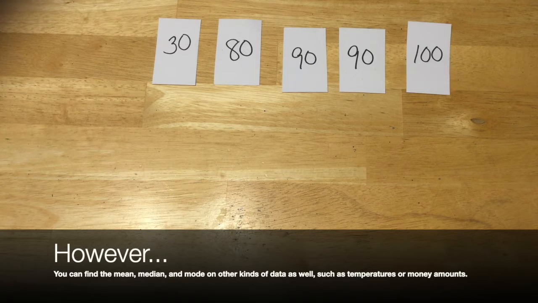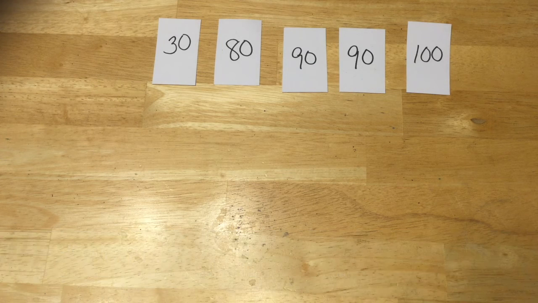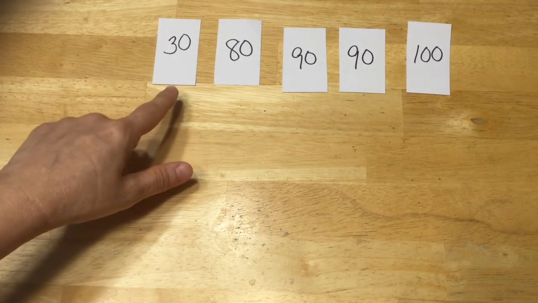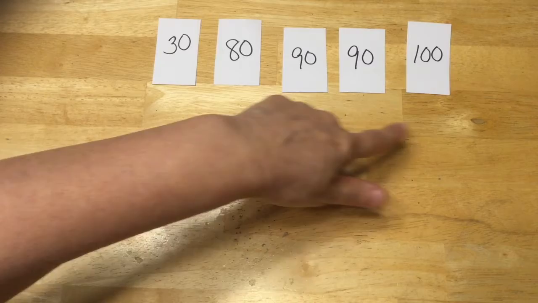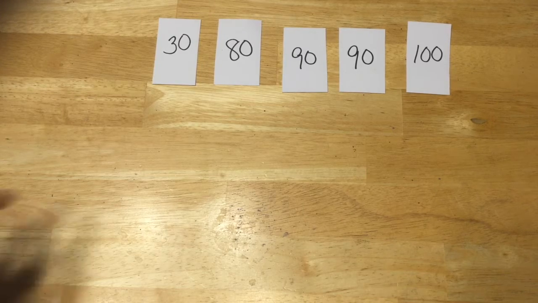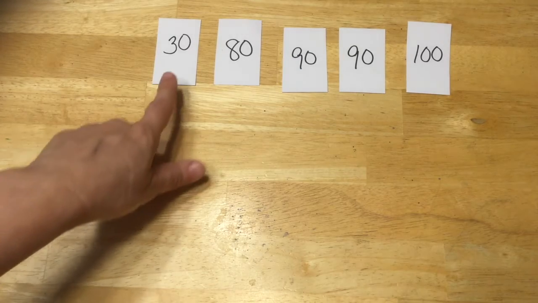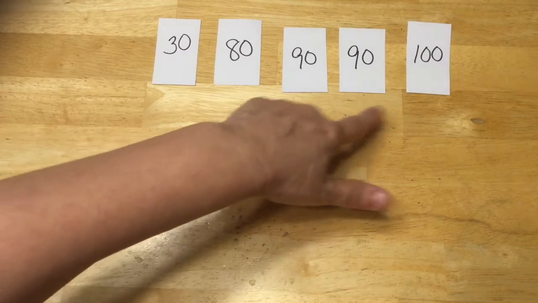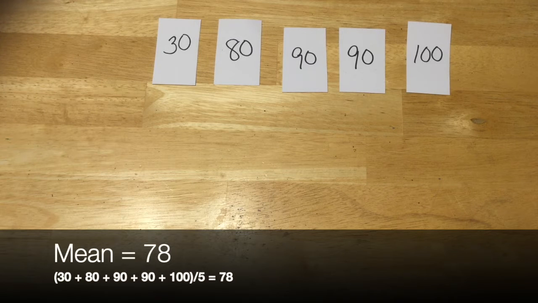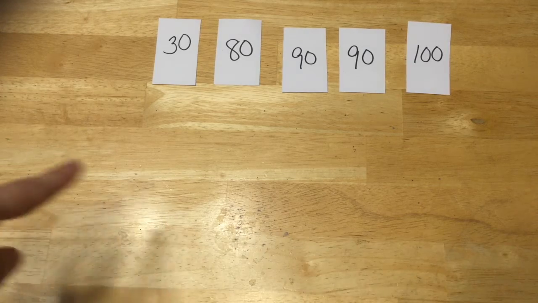So the very first thing I'm going to do when I find my mean is I'm going to add up all these numbers. So when I add 30 and 80 and 90 and 90 and 100, and I would use a calculator, I end up with 390. I'm going to divide that amount by 5 because I have 1, 2, 3, 4, 5 numbers. So 390 divided by 5 is 78. So my average or my mean is 78 for this set of data.